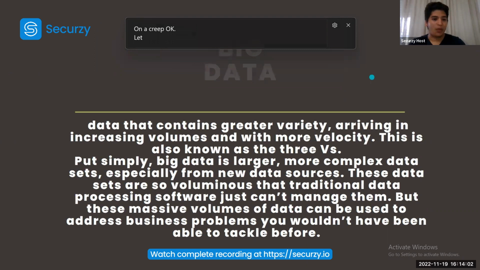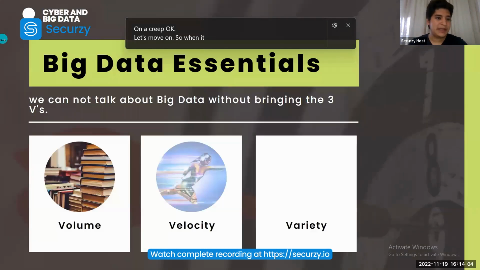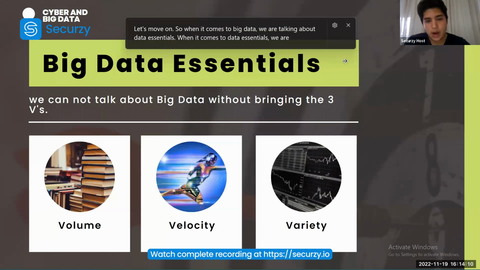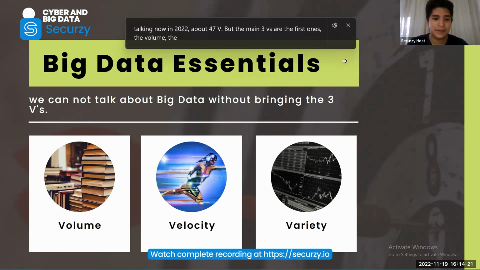Let's move on. So when it comes to big data, we are talking about data essentials. When it comes to data essentials, we are actually talking now in 2022 about 47 V's. But the main three V's are the first ones: the volume, the velocity, and the variety. Without the velocity, the volume, and the variety, I can't talk about big data. But also these three are our main concerns when it comes to cybersecurity.